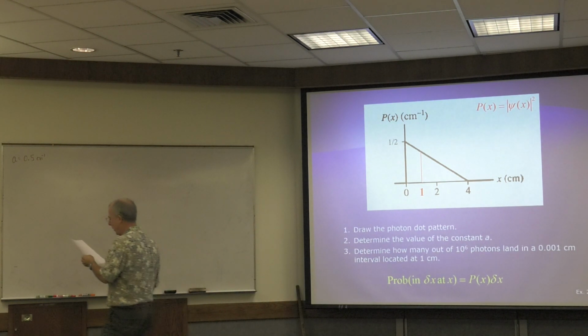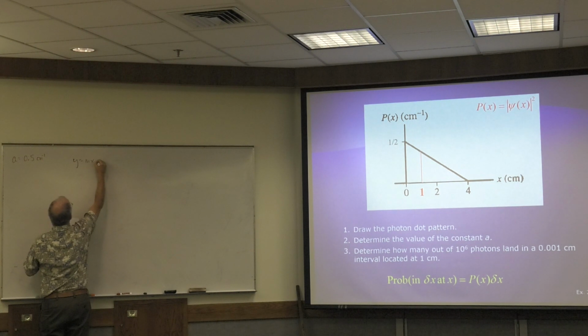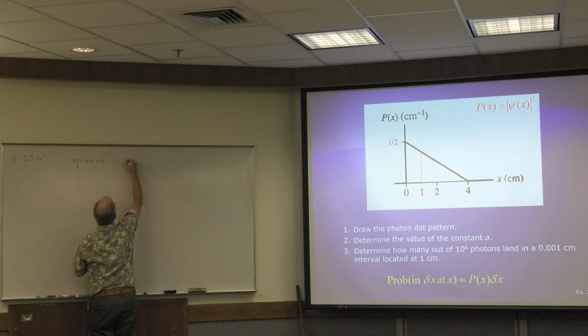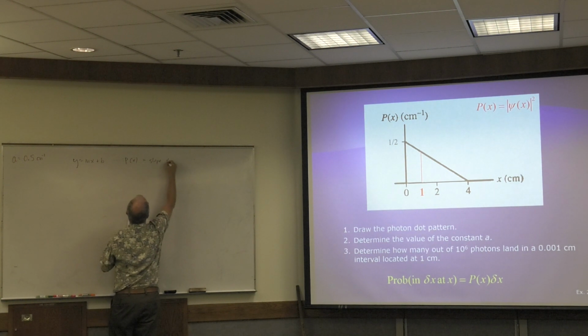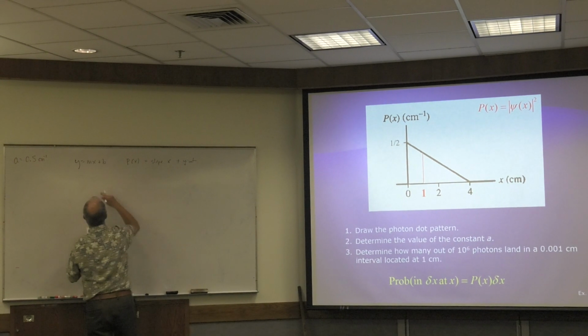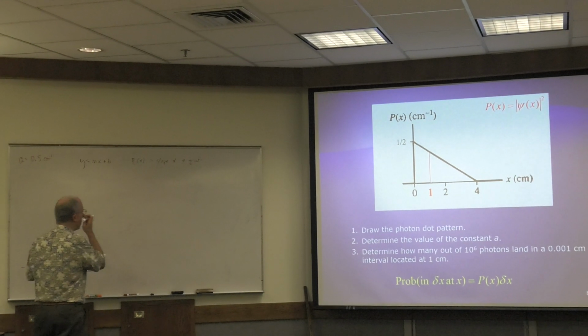No problem. We can do it. So, y equals mx plus b, right? But what we have is p of x equals the slope times x plus the intercept. I should have written it like that, right? This is the slope, that's the intercept. So let's do the slope.